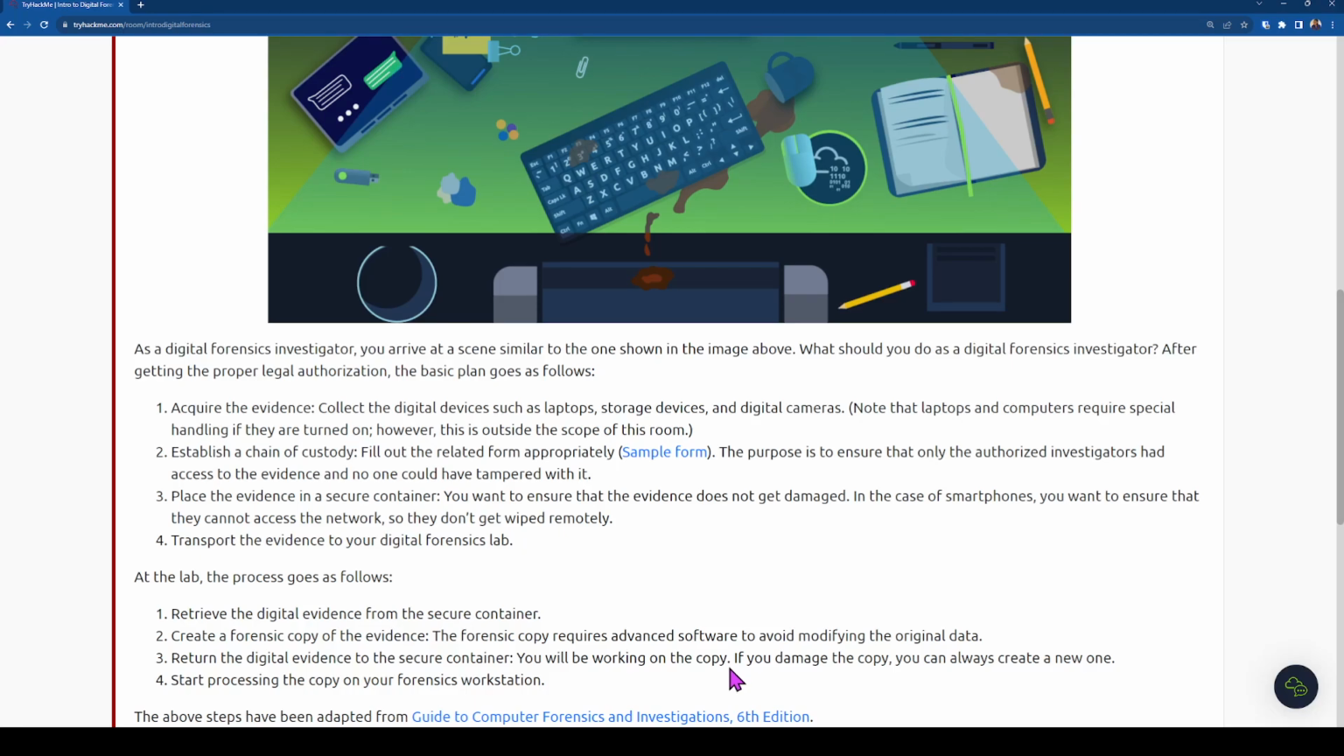Establish a chain of custody. Fill out the related form appropriately. And we have a sample of a chain of custody form.